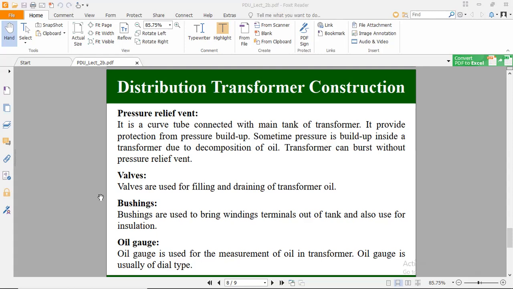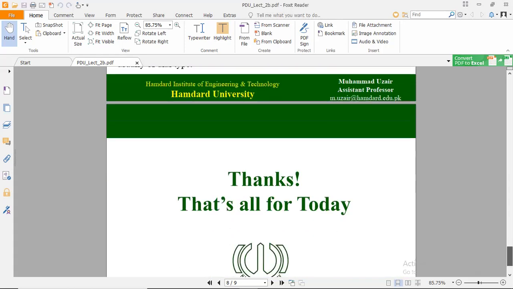So again, we continue the session with the valves. Valves are used for filling and draining of transformer oil. Now, bushings are used to bring the winding terminals out of the tank and are used for insulation. I already told you guys that bushings are of two types, LV bush and HT bush. Oil gauge. Oil gauge is used for measurement of oil in the transformer. Oil gauge is usually of dial type. So these are some other sections of the transformer.